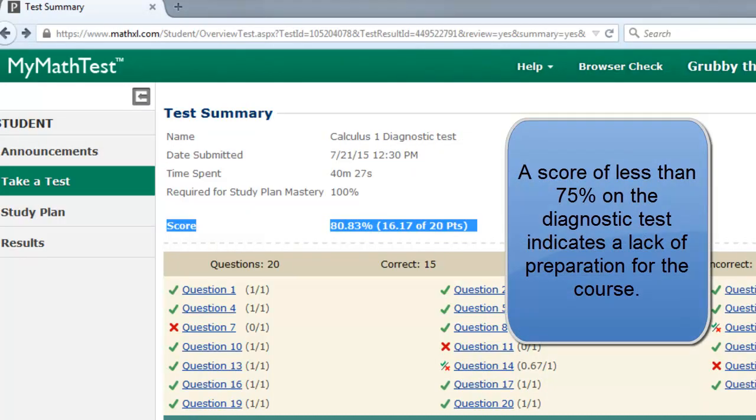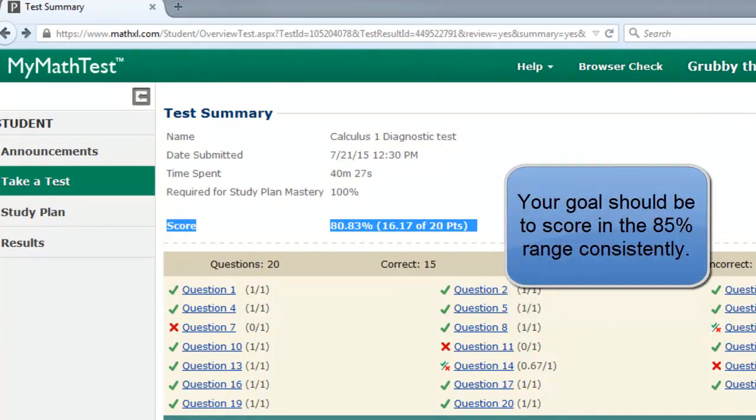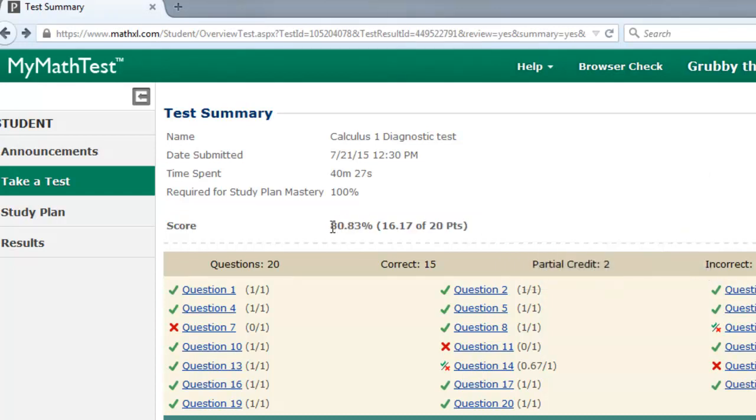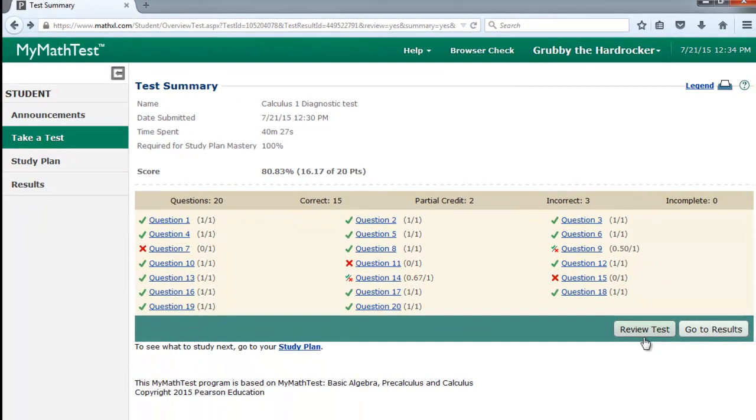If you can't earn a score of 75% with practice, then you're not going to have the prerequisite skills to be successful in that course. On the other hand, if you can earn a score higher than 75%, then you stand a very good chance of making great progress in this class. And the higher the percentage you get, the better the progress we would hope that you make. So once you're done reviewing your test, you can go to results.